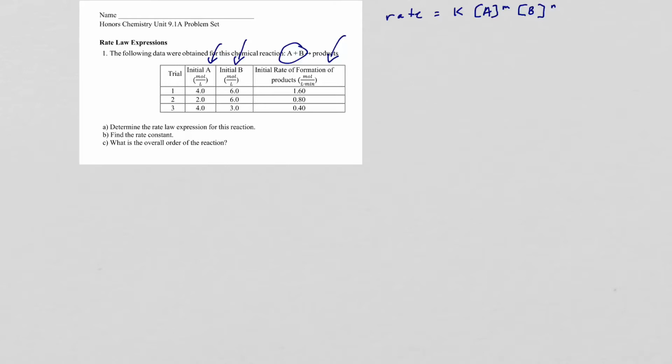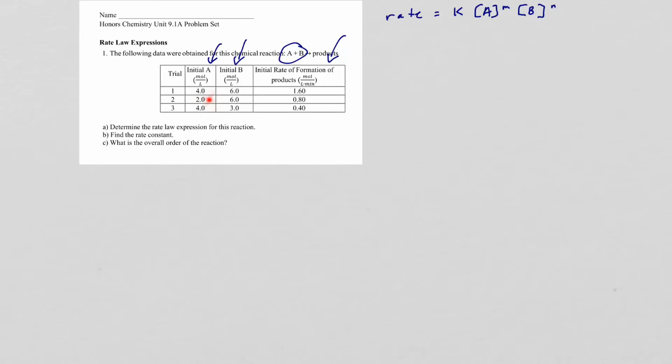We're going to start by trying to figure out the value of the exponent M, the effect of the concentration of A on the rate. So if we want to figure out the effect of A on the rate, we're going to have to find 2 trials where B is constant. Coming over here to the data table, go to reactant B, find 2 trials where B is constant. So we're looking at trial 1 and trial 2 where B is constant, and we ignore trial 3 for the moment.